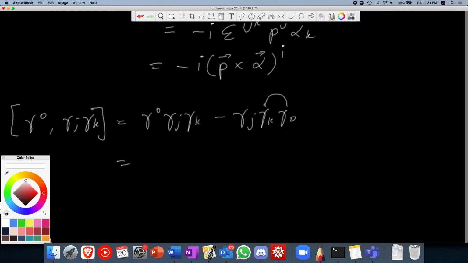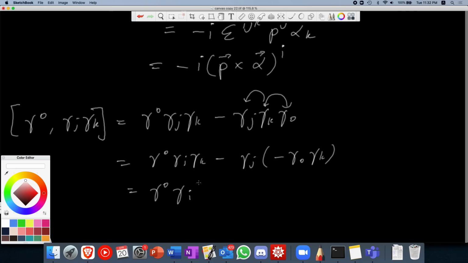So this guy swaps over with this guy, picks up a minus sign, and it swaps over again. So I'll just write it out clearly. Okay, so then this guy is gamma k plus, then this guy swaps with this guy, so it's a minus gamma naught, gamma j, gamma k, and this is clearly just 0.